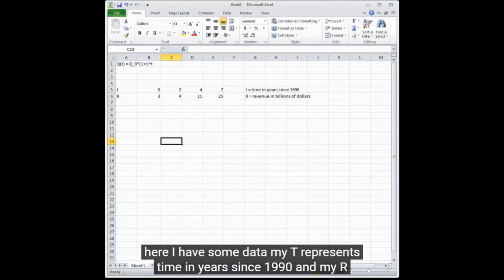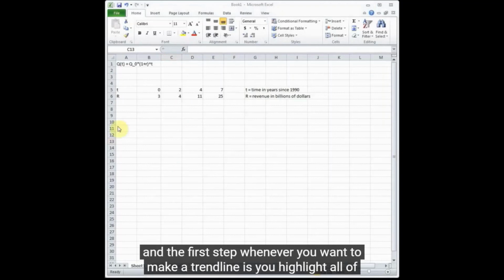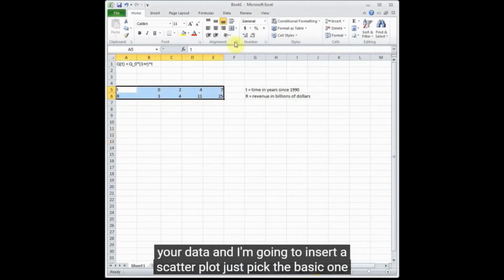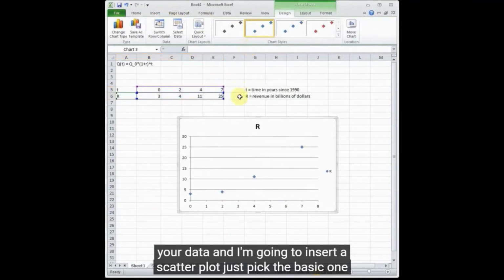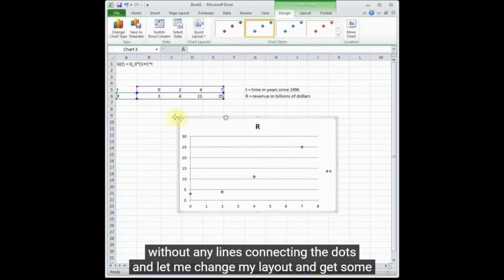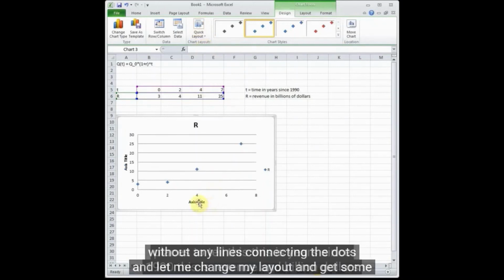My T represents time in years since 1990, and my R represents revenue in billions of dollars for each of the years since 1990. And the first step, whenever you want to make a trend line, is you highlight all of your data, and then I'm going to insert a scatter plot, and just pick the basic one without any lines connecting the dots. And let me change my layout and get some places to title this.